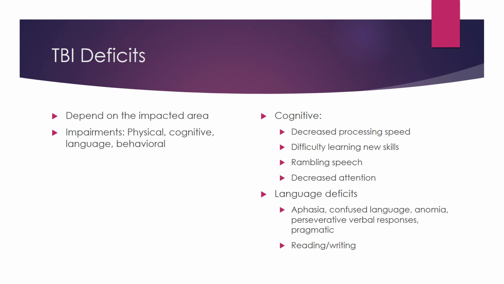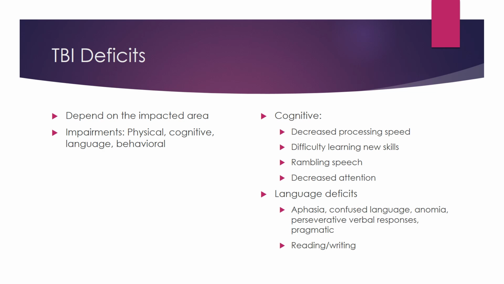Now, as far as the TBI deficits go, it's again very similar to right hemisphere disorder or aphasia. It just depends on the impacted area. So if we're looking at frontal-temporal damage, then it's going to appear more like aphasia if it's on the left side, or it might appear more like a right hemisphere disorder if it's on the right side.